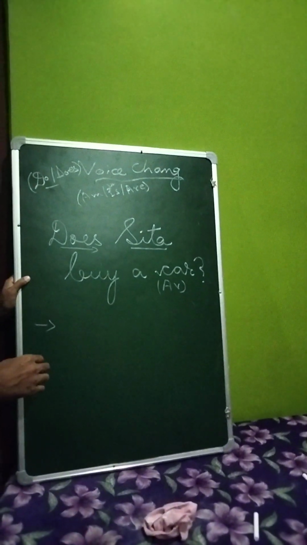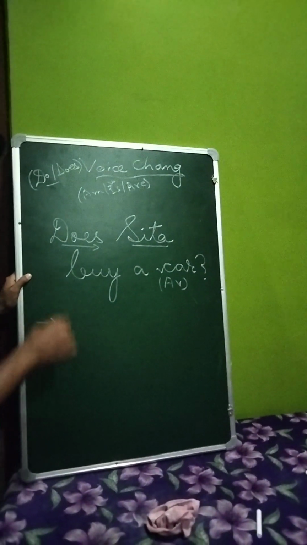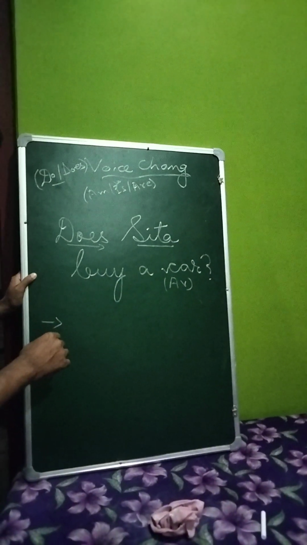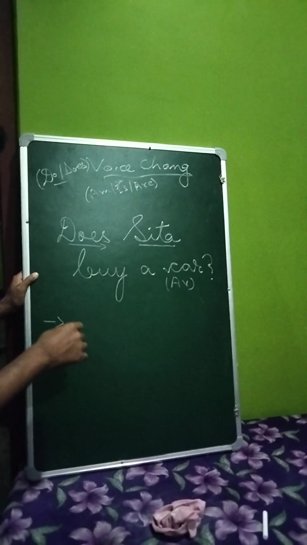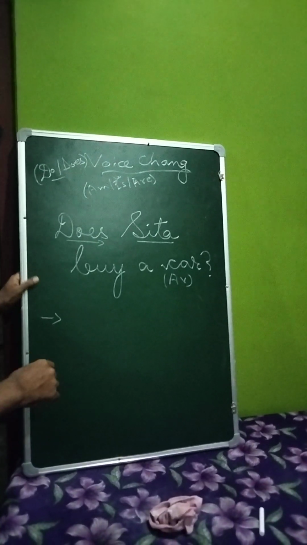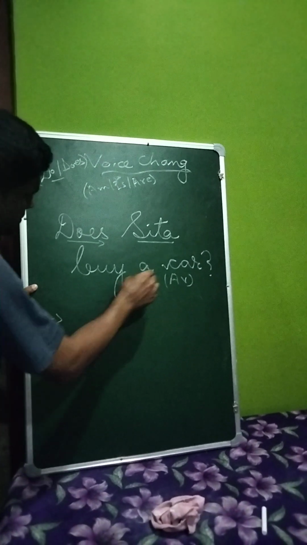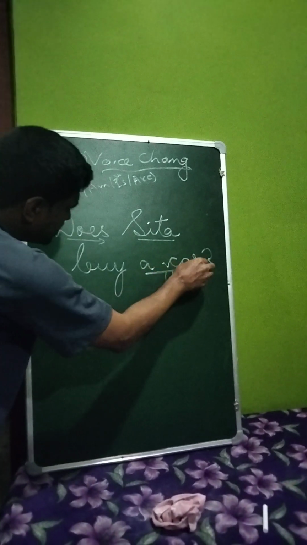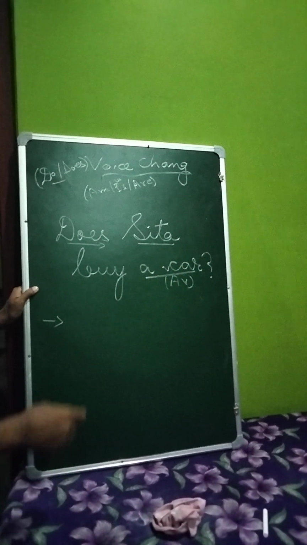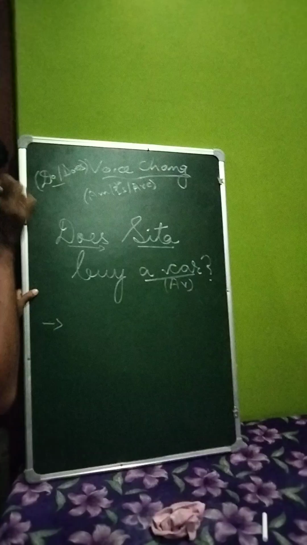Anyway, so how are we to change this voice to passive voice? First of all, does Sita buy a car? This is the active voice sentence. First of all, we are to put our brain to the object. We have to find out the object. A car is the object.